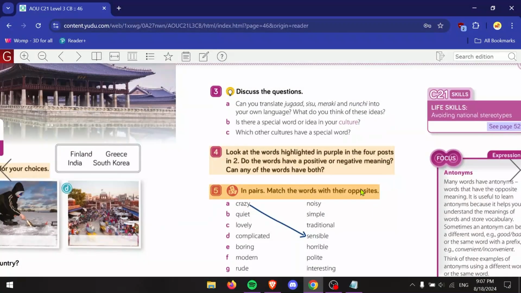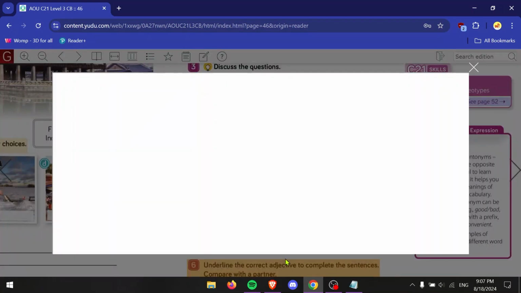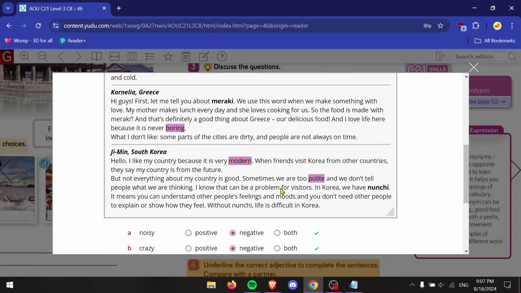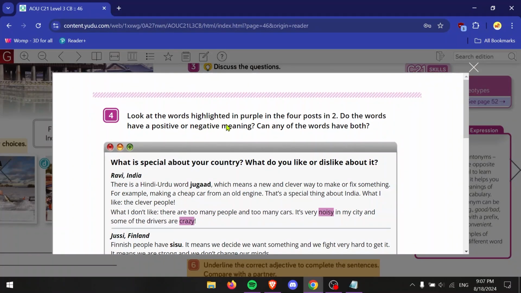Let's go to exercise 4. I'm going to reset this. Look at the words highlighted in purple in the 4 posts. Do the words have a positive or negative meaning? Can any of the words have both?